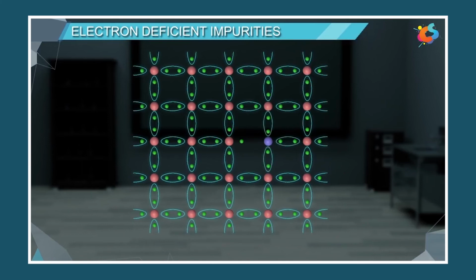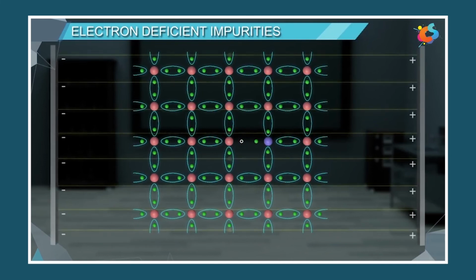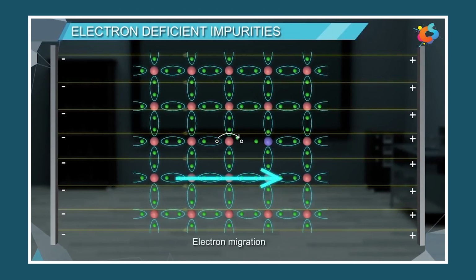To fill this vacancy, an electron from the neighboring atom jumps to the electron hole, creating an electron hole at its original position. When the electric field is applied, electrons migrate towards the positive electrode by filling the holes, making it appear as if electron holes are migrating towards the negative electrode. These holes are responsible for electrical conduction, and the resultant semiconductors are known as p-type semiconductors.